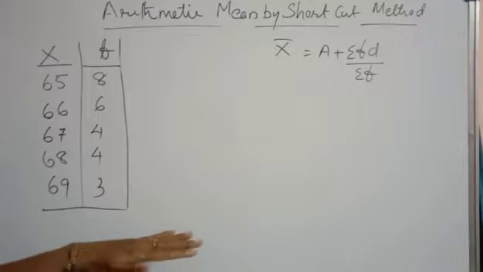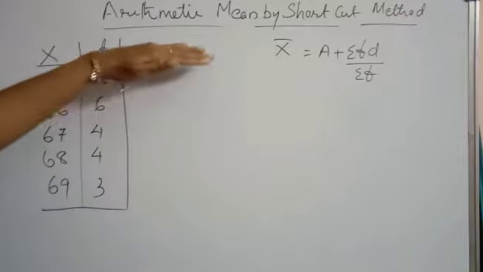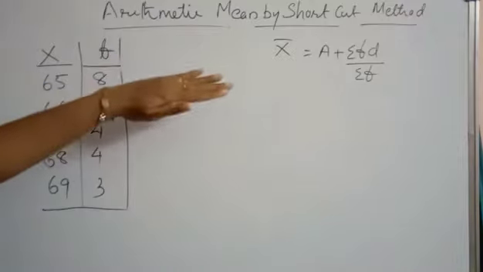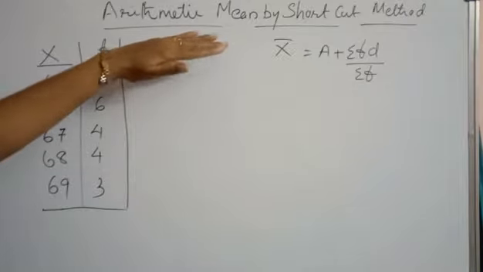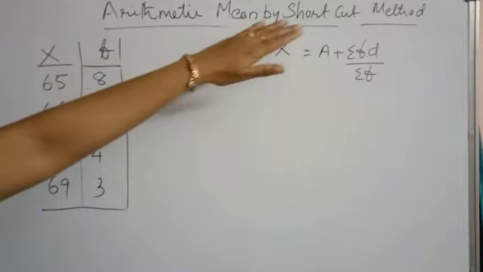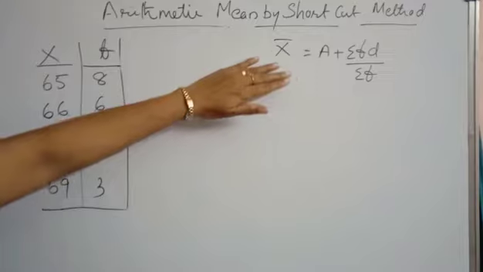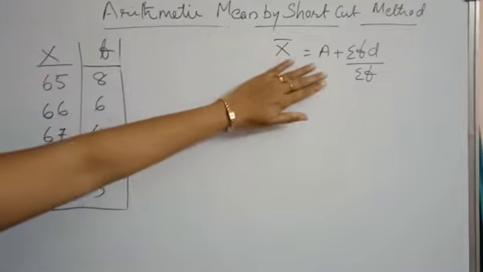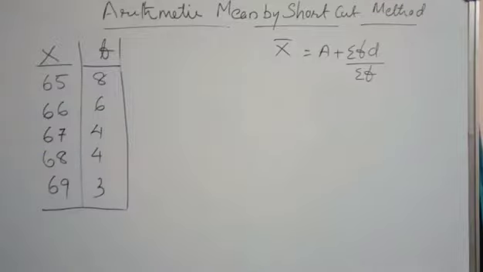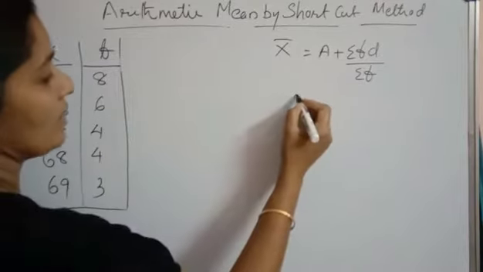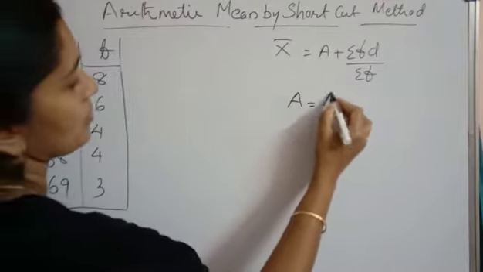We have already studied about finding the arithmetic mean by the direct method. In today's class, let's see how to find the arithmetic mean by the shortcut method. The formula to find the arithmetic mean here is x bar is equal to a plus sigma fd by sigma f. And here the a is the assumed mean.